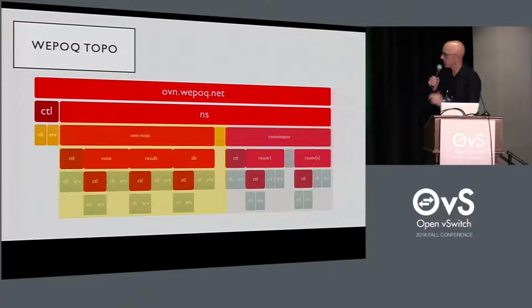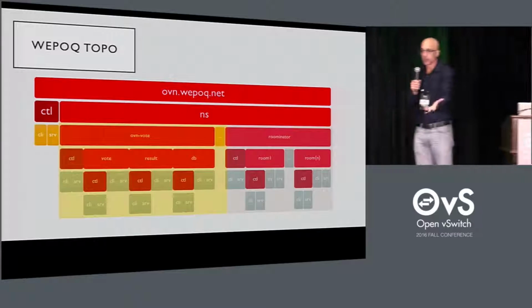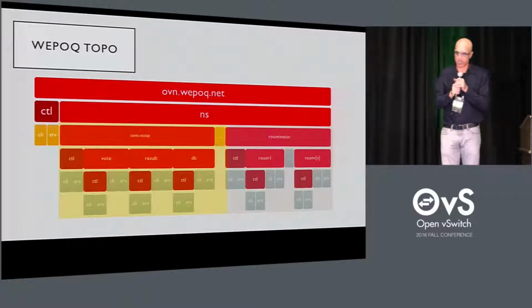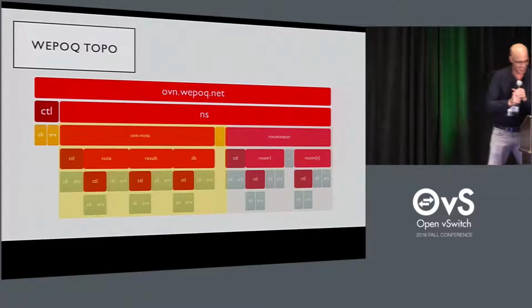So let's look at an example. So this is really dense. This is trying to get, and how am I doing on time? Pretty bad?